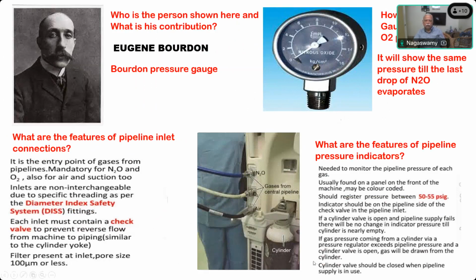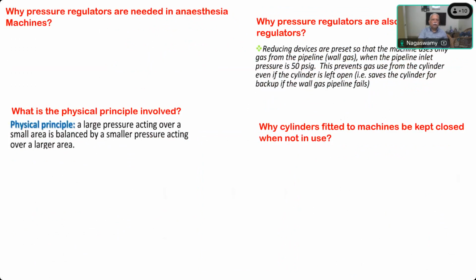So this is one question they ask you: why should you keep the cylinders closed even when they are mounted or fitted? This is the reason. Pipeline machines will preferably take the gas from the cylinder rather than the pipeline. So that is the reason why you should always keep them closed.